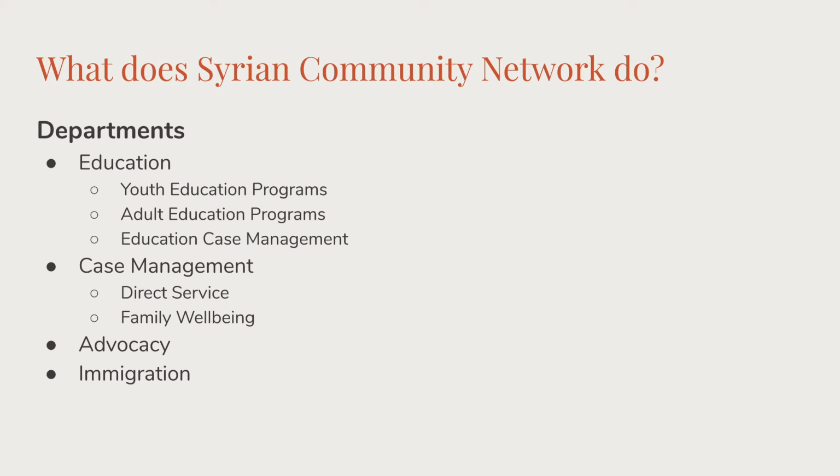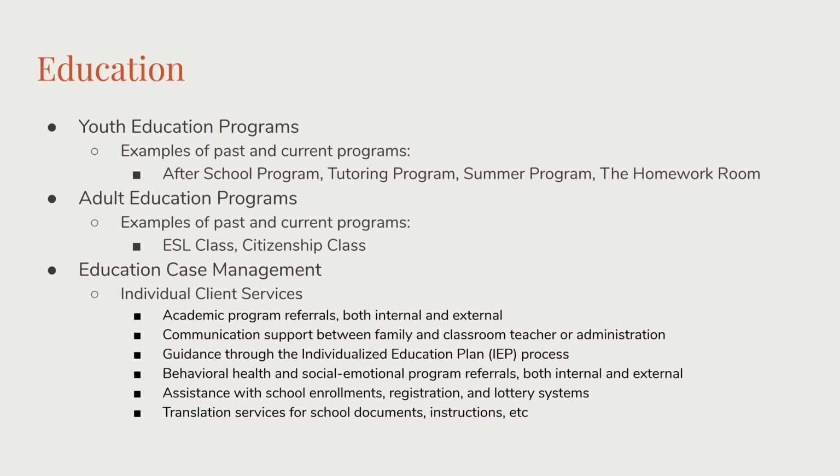So our work is really best understood by looking at the departments that make up our facets. We have our education department with youth education programs, adult education programs, and education case management as its branches. Our case management is made up of direct service and family well-being programs, and then we have an advocacy and immigration department. So here's our education department and a bit more detail about each of its branches.